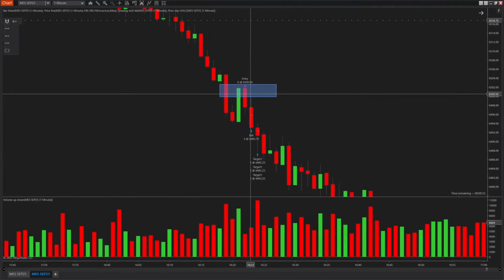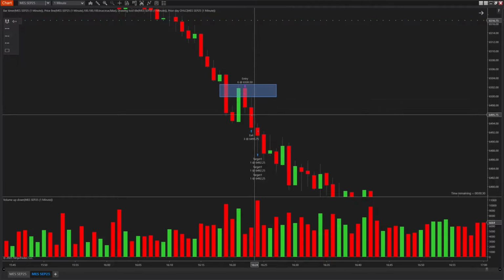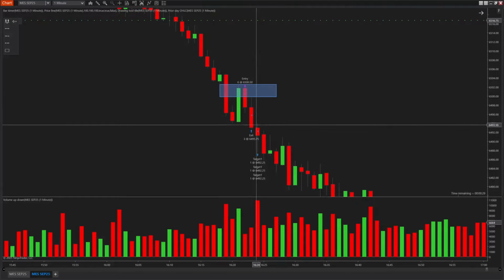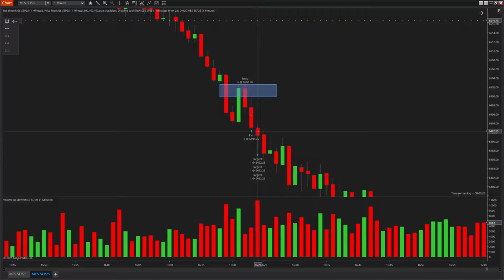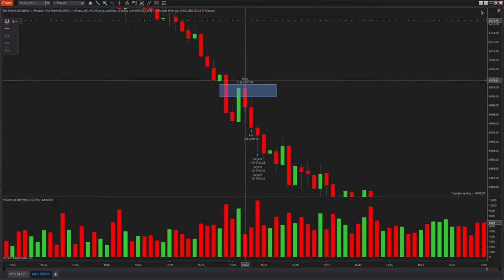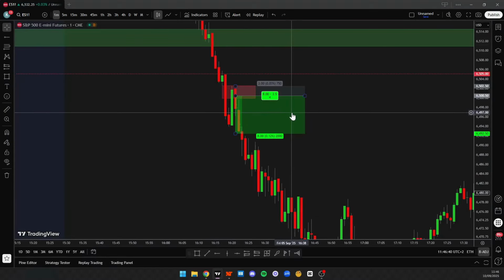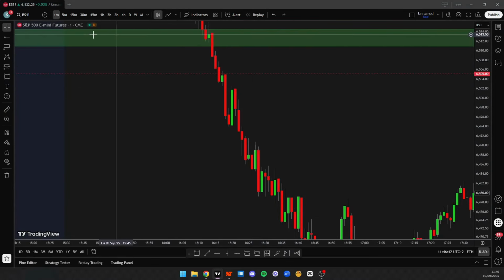And here you can see I entered right here and took partials already here, literally a minute later, and then another minute later my full target was hit right here. Okay, so very quick trade, very clean. Took more than 3 hours on this trade. Okay, so this is a nice example of a support breakdown.